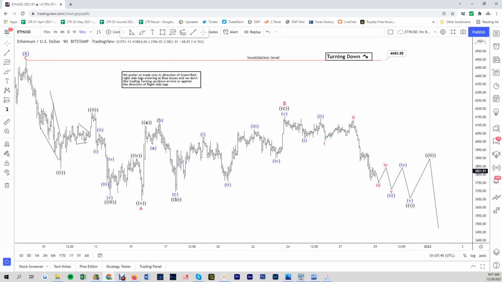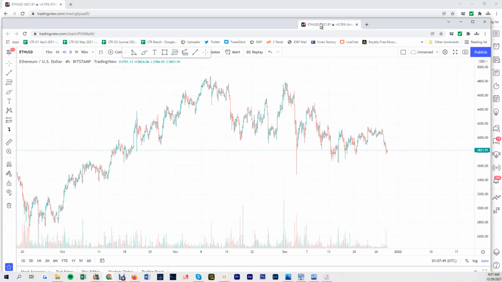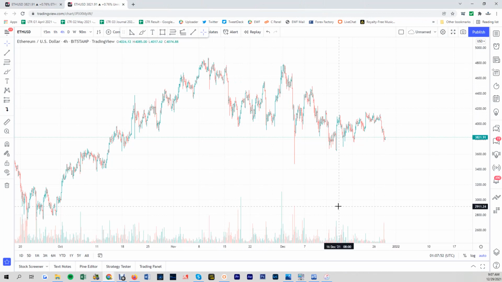Now let's zoom out a little bit to get an idea where we are. So here is the 4-hour chart without labels, right?